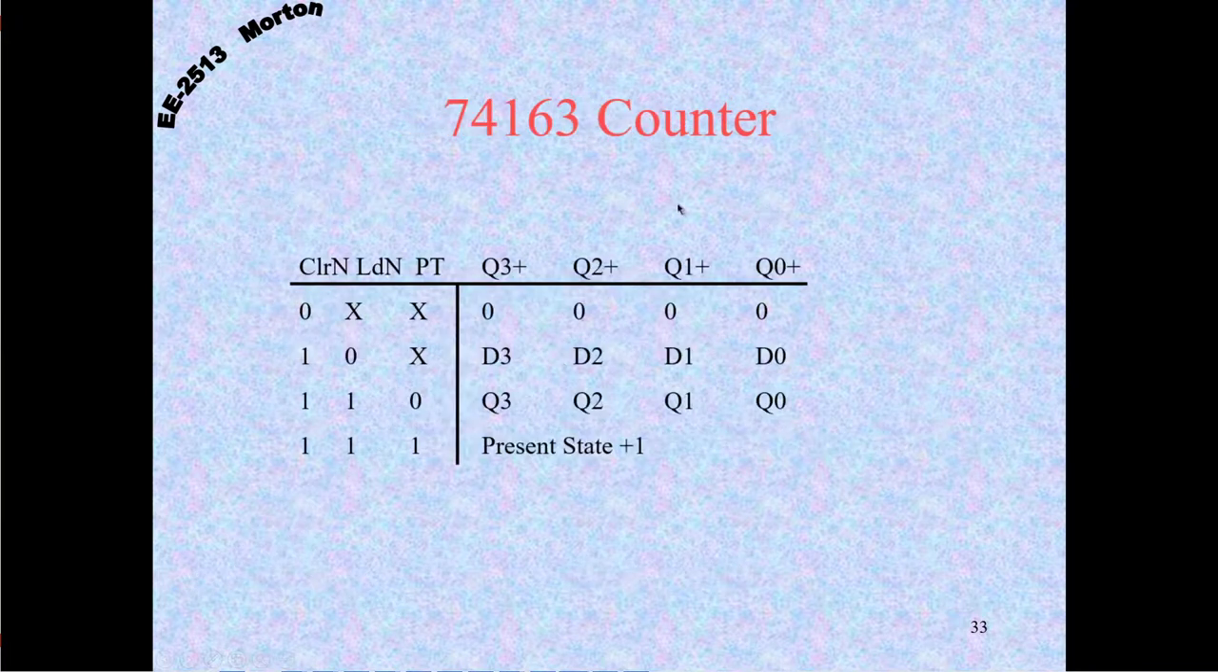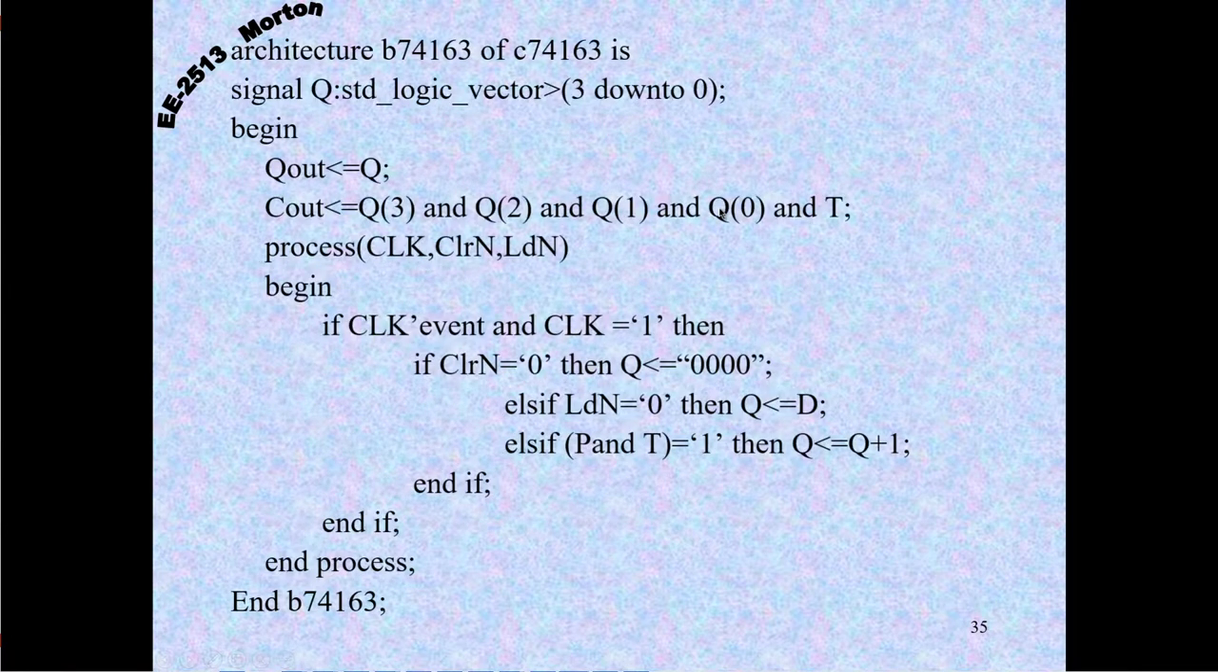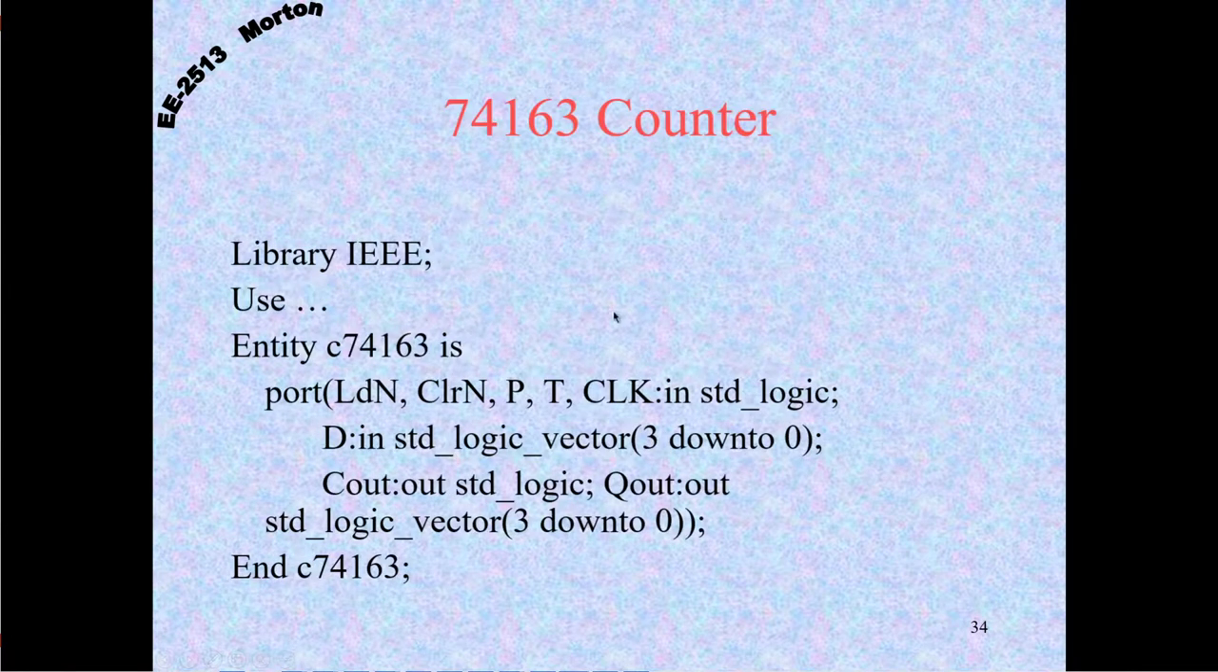All right, I'm not going to go through the 74163 counter. I think I'm going to skip this, but you can look at this. This is just an example of an actual part. The 74163 is a counter. It has an active low load. It has an active low clear. And then it has either a rising edge or falling edge clock.